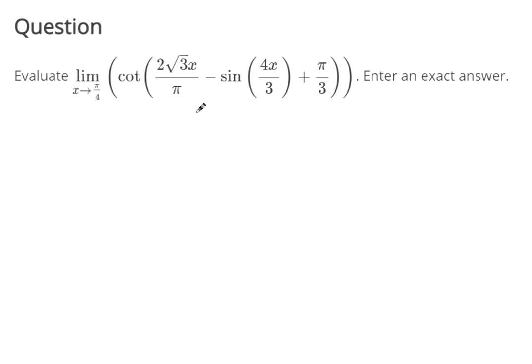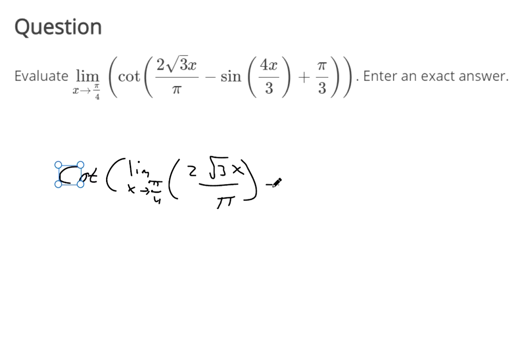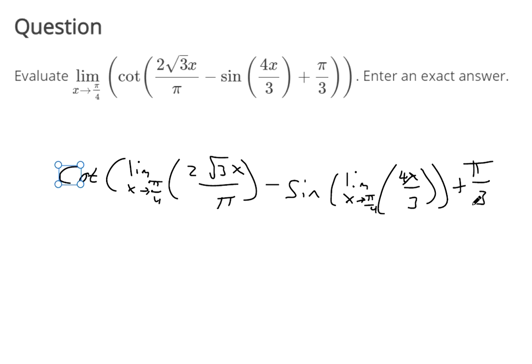When you evaluate a limit, because of previously proven work, we get to evaluate the limit of composite functions. So you can think about the limit as x goes to pi over 4 for this inner part of cotangent. And then you can do the same thing for sine. Then you can evaluate the limit as x goes to pi over 4 for 4x over 3. And then it's plus pi over 3 out here at the end.